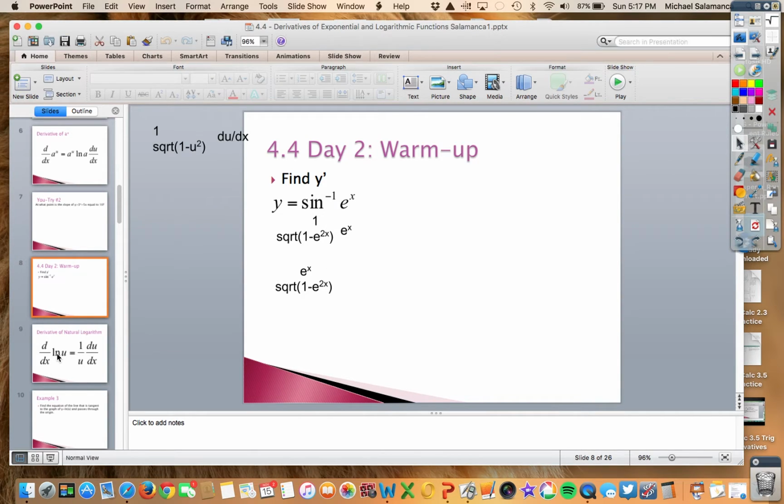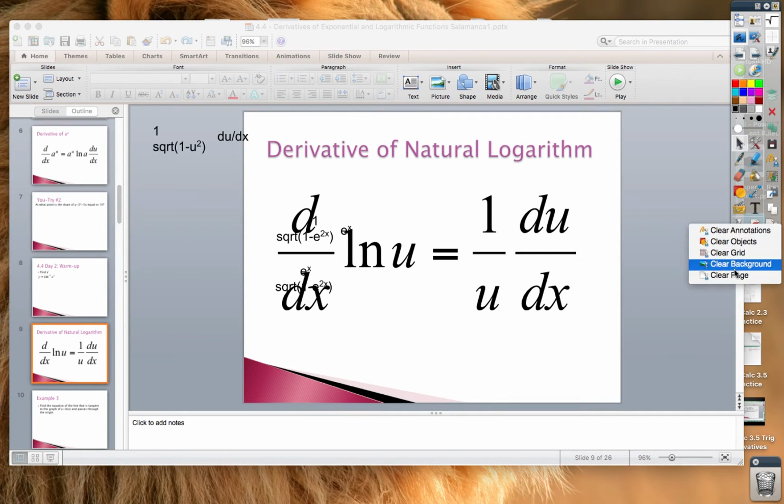So let's look at another problem. This is the natural log. The derivative of natural log, or of ln u, is 1 divided by u, du dx. So again, for natural log, we do 1 divided by u and multiply it by the derivative of u.